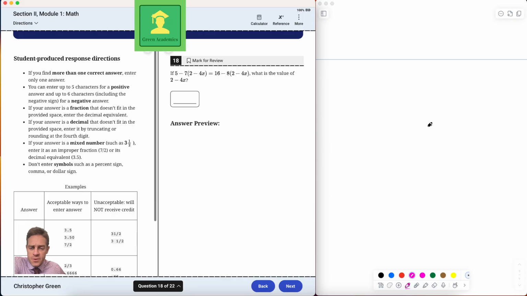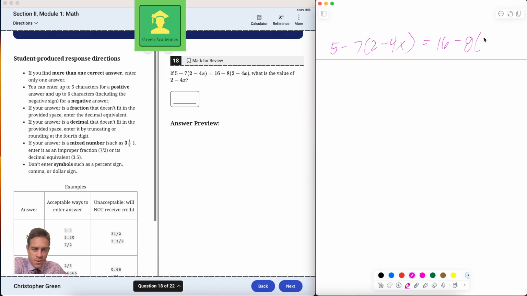What is the value of 2 minus 4x? They're prompting you to do this by substitution. You could do the distribution and write out the entire expression and solve for x and then plug it back in. Of course you could. But when you're looking at this as a unit and this as a unit, let me substitute in for that. Suppose that capital Q is 2 minus 4x.